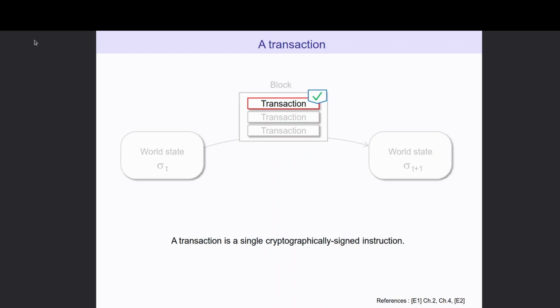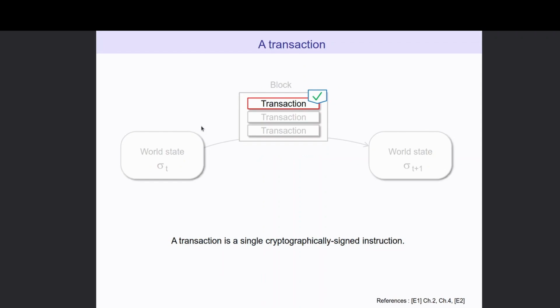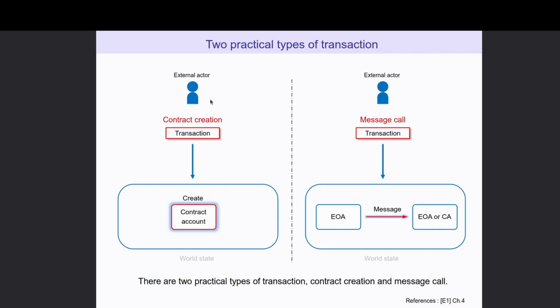So a transaction is a single cryptographically signed instruction. And as you saw here, only the externally owned account has a private key to sign anything. That means that a transaction can only be created by an externally owned account. In the EVM, there are two kinds of transactions. One is contract creation. The second is a message call.